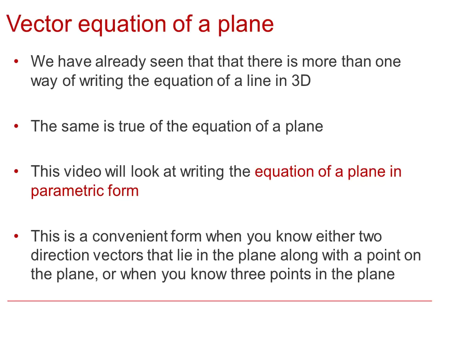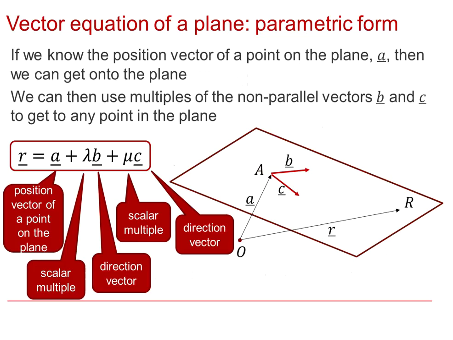This is a convenient form when you know either two direction vectors that lie in the plane along with a point in the plane, or when you know 3 points in the plane. So if we know the position vector of a point on the plane, say A, then we can get onto the plane, if you like jump there from the origin using A. We can then use multiples of non-parallel vectors B and C to get to any point on the plane.